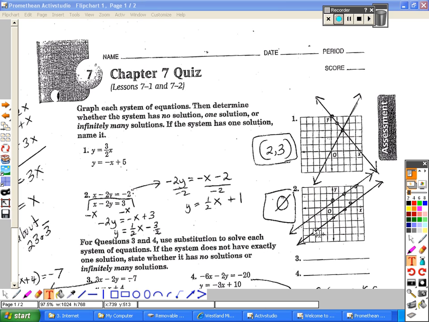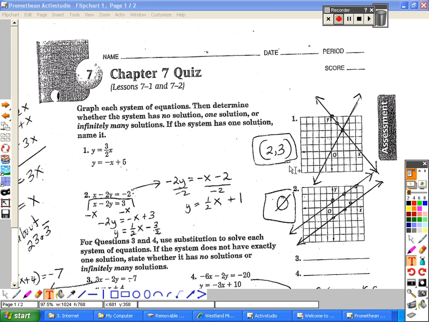Boys and girls, these are the answers to the classwork that you did. Number one, the two equations are right here, and if you look, I graphed each one. The first one, y equals 3 halves x, has a y-intercept of 0 and goes up 3 over 2, so that's this line. The other one, y equals negative x plus 6, has a y-intercept of positive 6 and goes down 1 over 1. You can see that they cross at (2, 3), so there's one solution, at (2, 3).